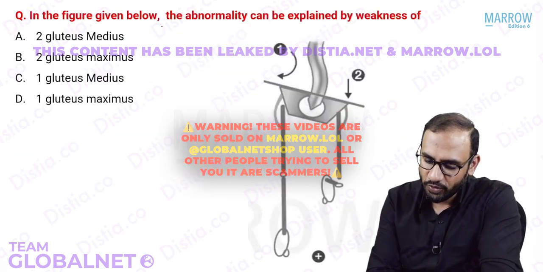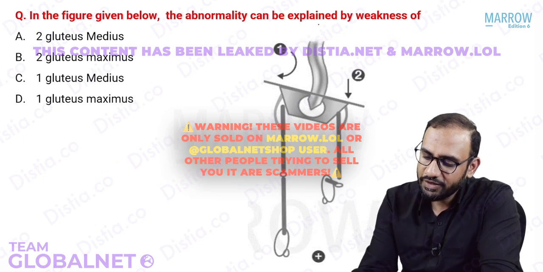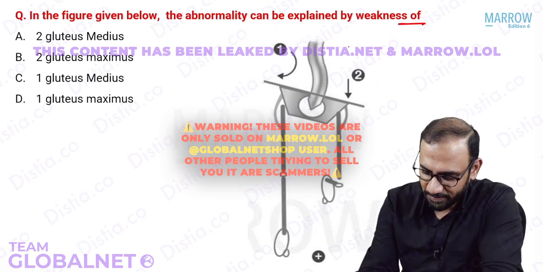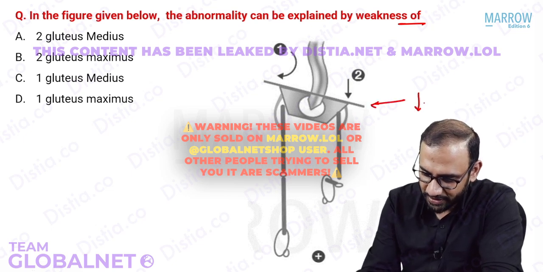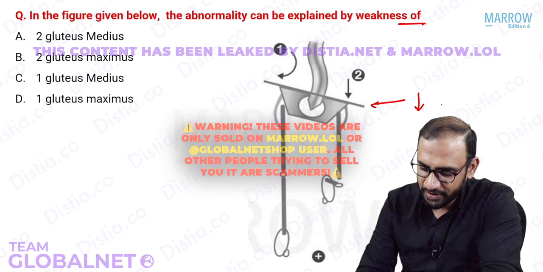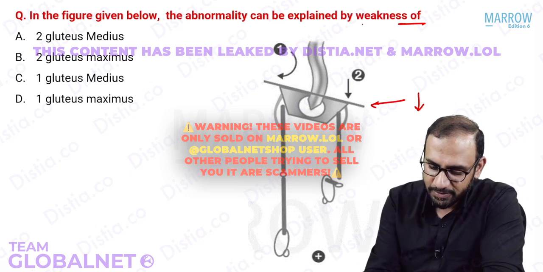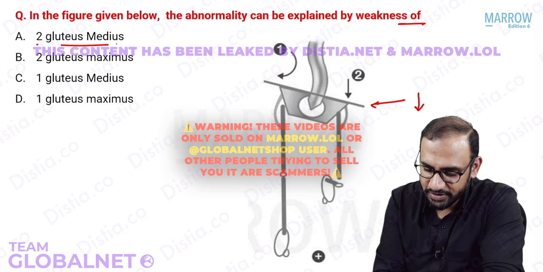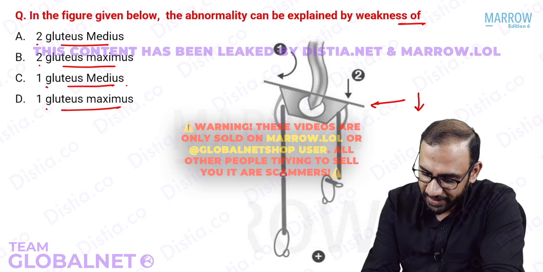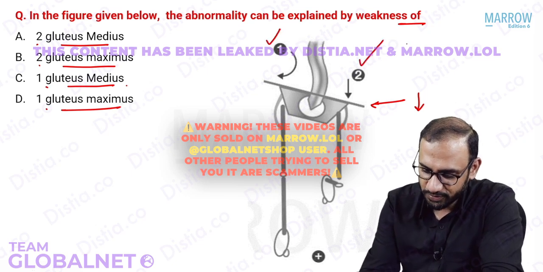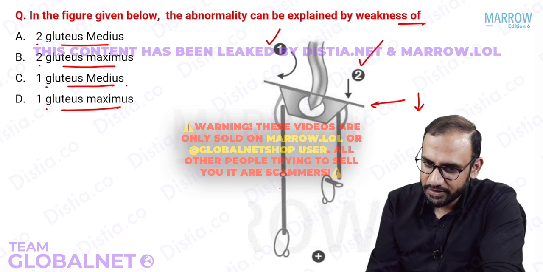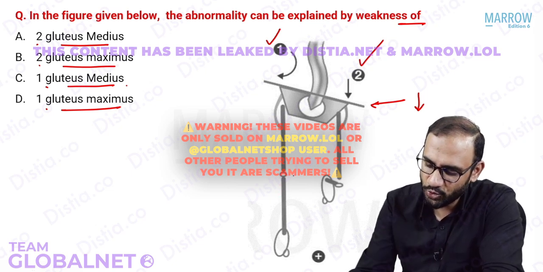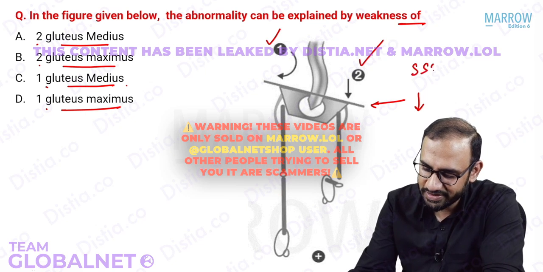Now in the figure given below, the abnormality can be explained by weakness of? So this is the abnormality that is happening here. Okay, so this pelvis is sinking down. He's telling it can be explained by 2 gluteus medius, 2 gluteus maximus, 1 gluteus medius, 1 gluteus maximus. So this is side number 1. This is side number 2. So what is the problem here? What is the abnormality here? The sound side is sinking. So 2 is sinking.